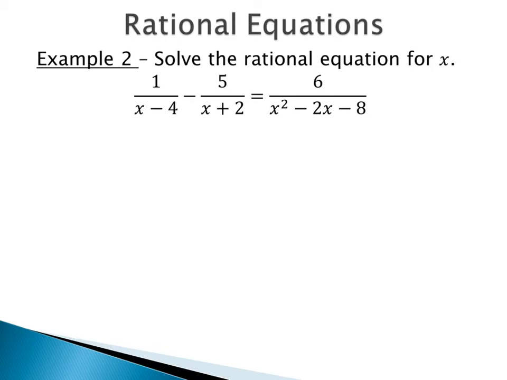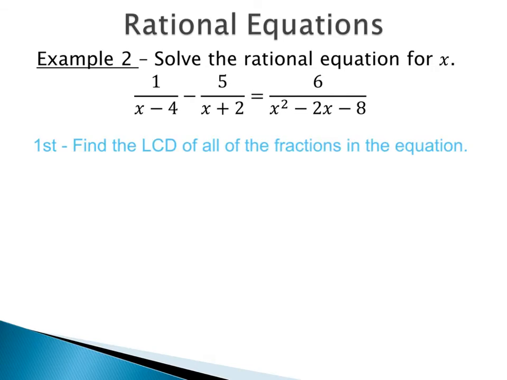So, now that we're here, our first step for solving the rational equation would be to find the lowest common denominator of all the denominators of our fractions. In order to do this, we need to actually factor each of our denominators. The first denominator I have is x minus 4. Well, that is already fully factored. We can't factor anything else out of that. Same thing happens with our next denominator, which is x plus 2.